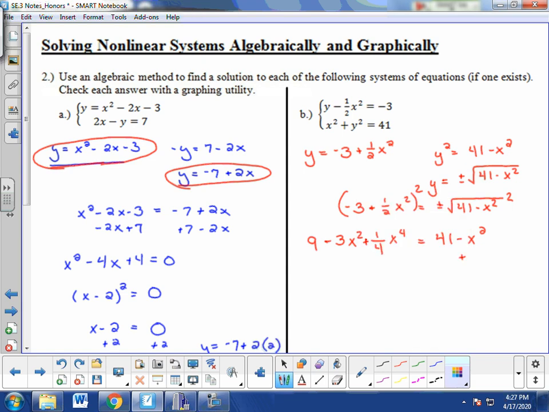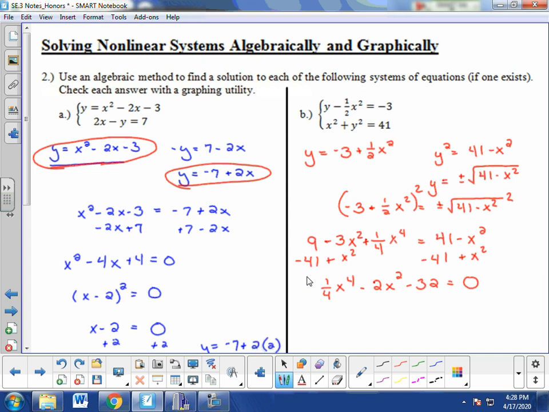So what I'm going to do here is add x squared to both sides. Add x squared and add x squared. And then I'm going to subtract 41 from both sides. And I'm going to reorder these terms. So I'm going to write the 1/4 x to the 4th, and then negative 3x squared plus x squared would be negative 2x squared, and then this 9 minus 41 would be minus 32, equal to 0.